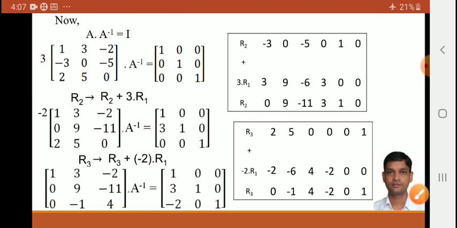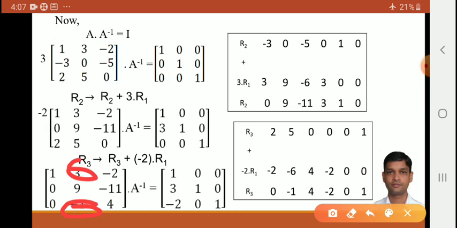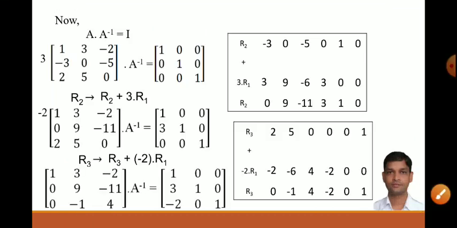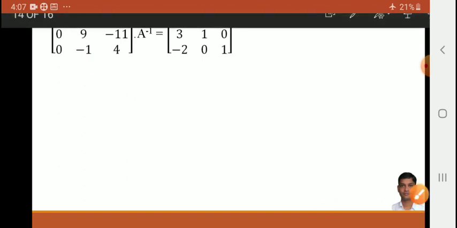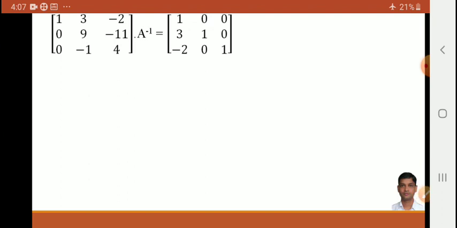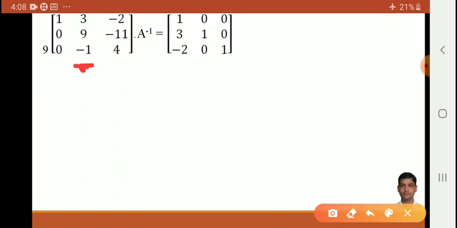Okay. Now we will adjust 0 at this position and this position. Write the equation as it is. Now we will adjust 0 at this position. Here it is -1, so we will make use of R2. The second element of R2 is 9, so we have to multiply the third row by 9. So 9 into -1 becomes -9, and -9 plus 9 becomes 0.